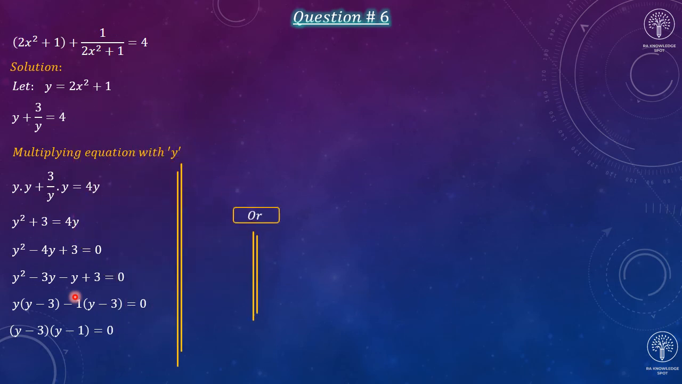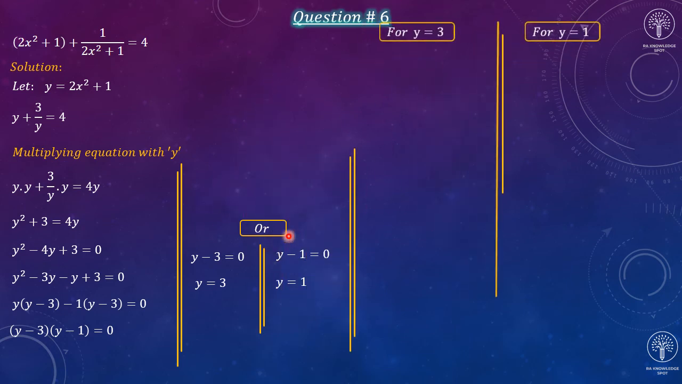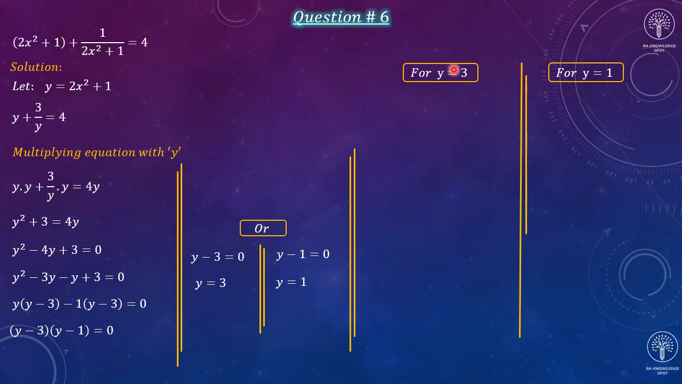Again the same process, 1 by 1. Y minus 3 is equal to 0, y value 3. Y minus 1 is equal to 0, y value 1. Now this is not the final answer, you have to do something more. Now for y is equal to 3 and for y is equal to 1. Here this is the main equation, this one. Putting the value y is equal to 3.